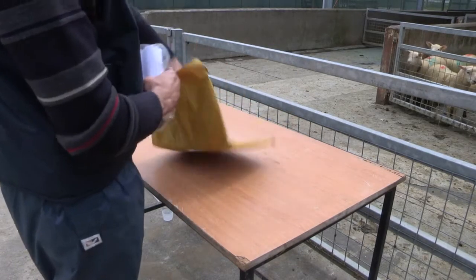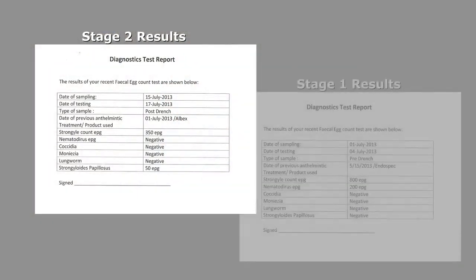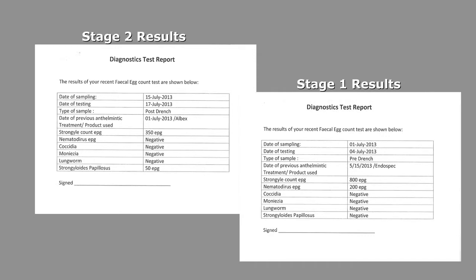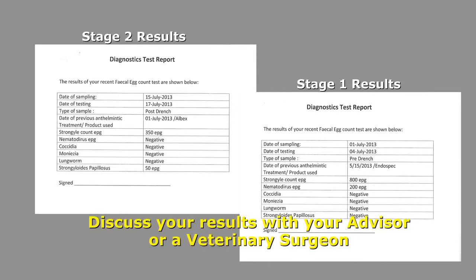The results of this test must be read in conjunction with the results of the test at stage 1. We must calculate the percentage reduction in fecal egg counts from stage 1 to stage 2. The results then should be discussed with an advisor or veterinary surgeon.